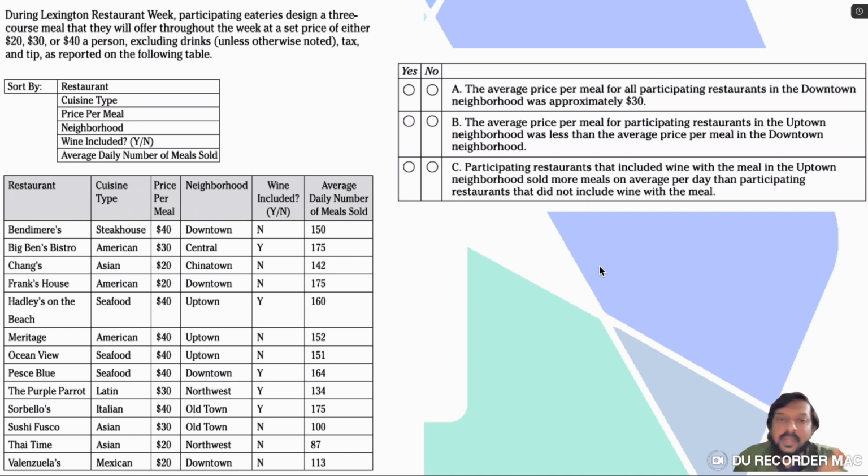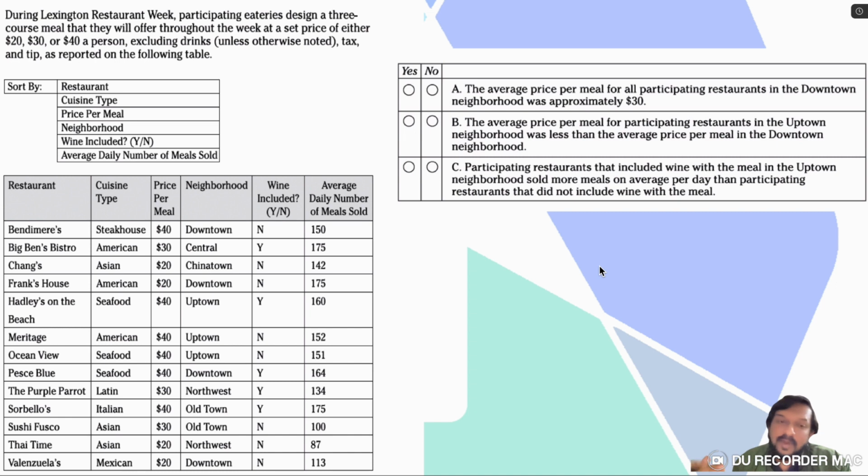So if you want to bundle all the downtown restaurants, all you need to do is go to sort, click neighborhood, and all the downtown will come together, and then you can find out the price per meal for all the downtown restaurants, find an average, and you should be able to calculate it quickly.